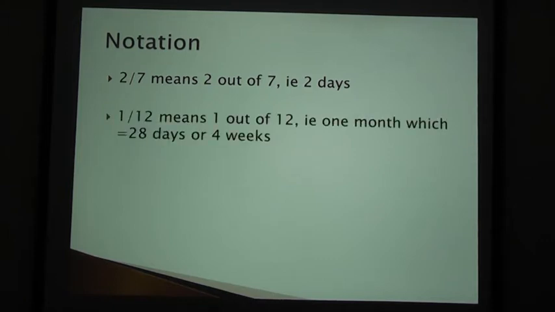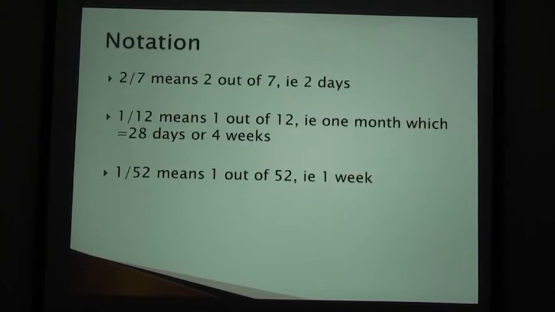1 out of 12 means there are 12 months in the year, so it means it's going to be for 1 month, which is either 28 days or 4 weeks. We generally work to 28 days. So if the prescription or the calculation you've been asked to work out says work it out for 1/12, it's asking you to work it out for 1 month. If it says 1/52, it's asking you to work it out for 1 week, because there are 52 weeks in the year.